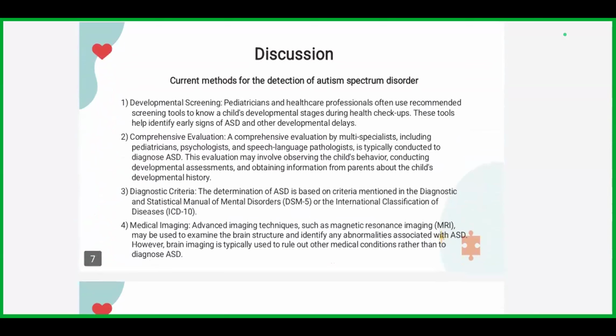Now we come across the discussion. I have drafted the discussion in 4 domains. Firstly, we'll be talking about the current methods for the detection of autism spectrum disorder, which are being currently used.